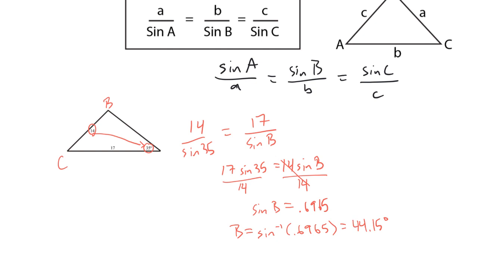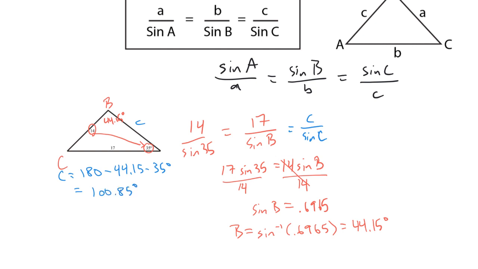And so now we know two of the angles in this triangle. If I tried to set this up, I don't know side c or angle C, but how can we find angle C now that we have two angles? Obviously, we know that the three angles of a triangle add up to 180. So if I subtract the two that we know from 180, we find that the measure of angle C is 100.85 degrees.